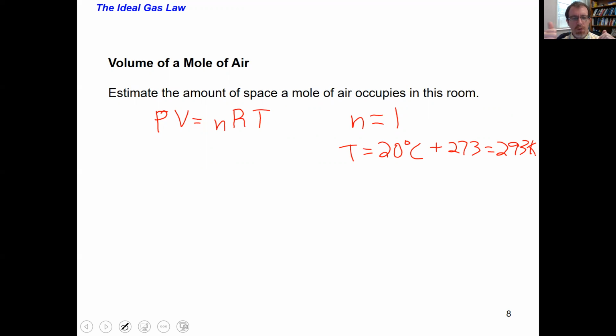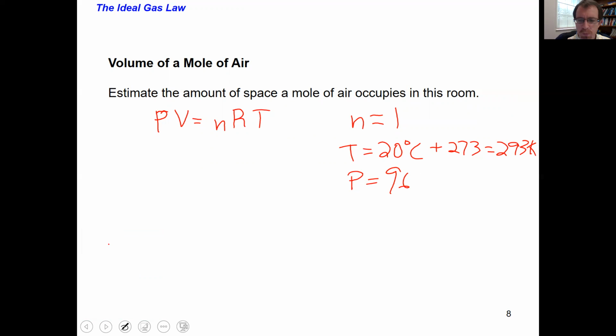So let's see. I've got the number of moles. I've got the temperature. I know R is a constant. That's 8.314 joules per mole Kelvin. The other thing I need is the pressure of the air in this room. Now I can pull up the Physics Toolbox Suite app on my phone to get the pressure. I've done that in the past, and we are going to use an estimate of 96,000 pascals for the pressure in this room.